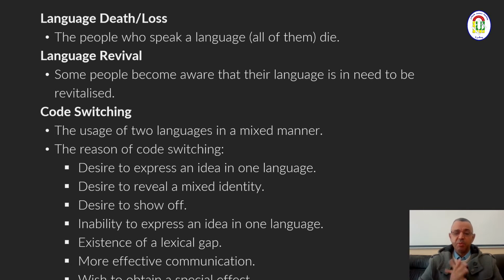There is another example of language contact, which is very significant, and that is code switching. What we mean by code switching, or mixing two or three languages, is the usage of two languages in a mixed manner. This happens basically in multilingual and bilingual communities. For example, in Algeria, since Algeria is a multilingual country. Why?